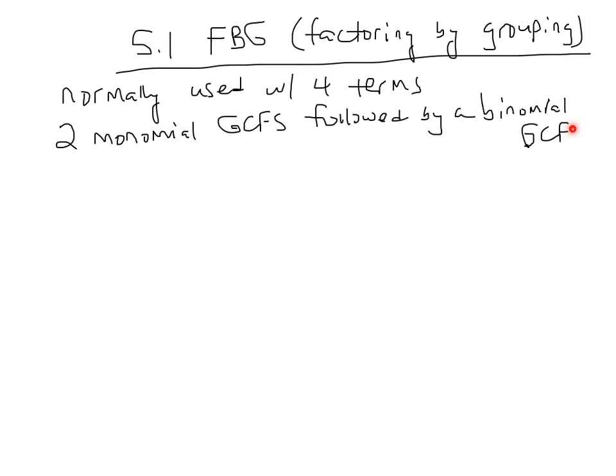Here's our first example. X cubed plus 3x squared plus 7x plus 21. What we do is called factoring by grouping because we group the first 2 terms and we group the last 2 terms. And we look for a monomial GCF from the first 2 and we look for a monomial GCF from the last 2. Let's do that and then see what happens.